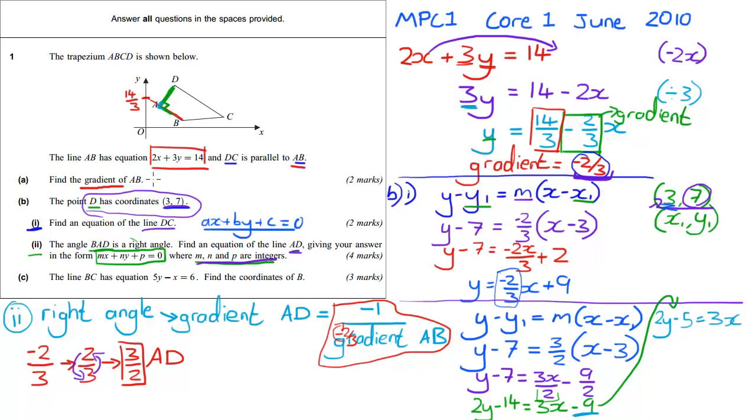So let's go for purple again. If we take away 3x from both sides, then we're going to get minus 3x plus 2y minus 5 is equal to 0. And then to make it neat, you don't have to do this, but you can do it to make it a bit neater. What we can do is times everything by minus 1, so your final answer will be 3x minus 2y plus 5 is equal to 0.